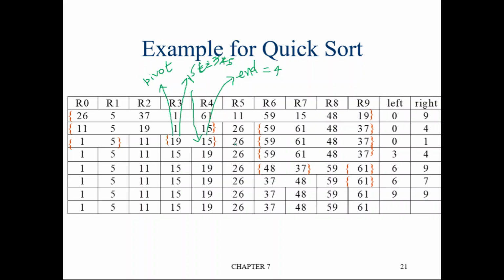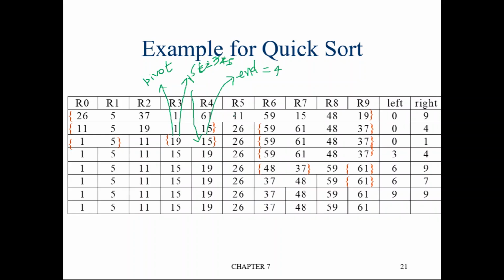The element at 5th location is what? 26. Is it less than pivot element? No, it's not less than pivot element. Pivot element is 19. This is 26. So stop. Similarly, for end. The element at end location is 15. Is it greater than pivot element? No, it's not greater than pivot element because pivot element is 19. This is 15.